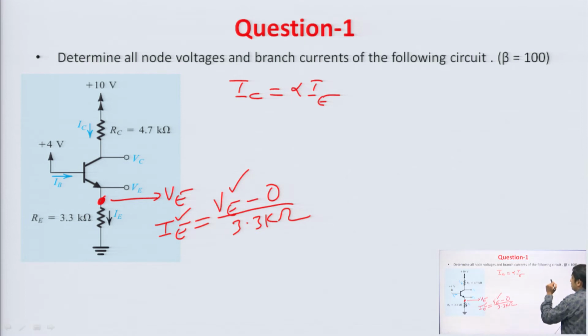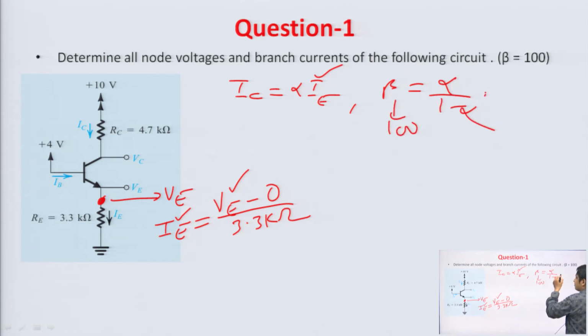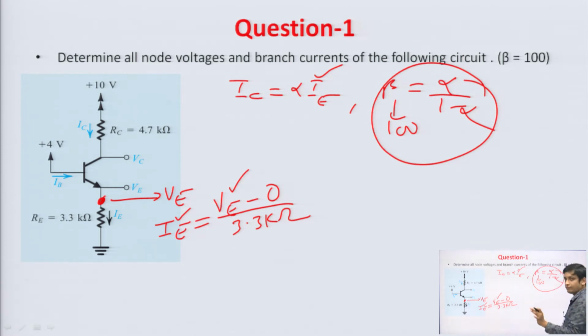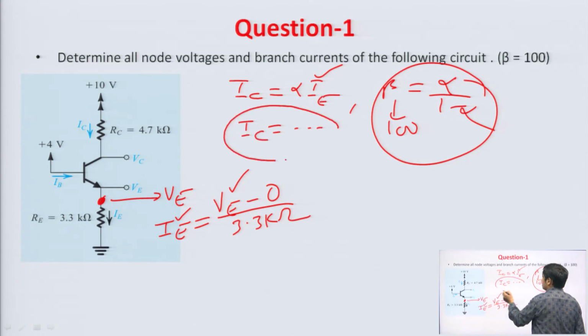IC is equal to alpha IE, we have got the value of IE, then alpha we have got from this relation, beta is equal to alpha upon 1 minus alpha, beta is given 100. So, from this equation you can calculate the value of alpha, fine. So, put the value of alpha here, and just find out the value of collector current IC, fine. So, collector current IC we have got.